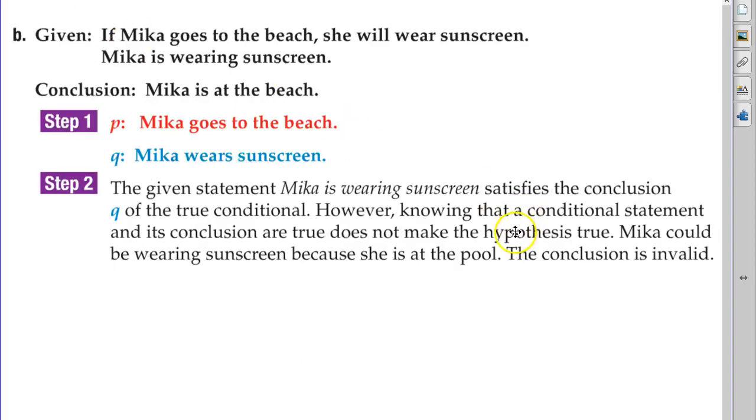Now here's an invalid one. This is kind of tricky. If Mika goes to the beach, she will wear sunscreen. The next statement is Mika's wearing sunscreen. Now this isn't true because the way this works is this is the P. Here is the Q.